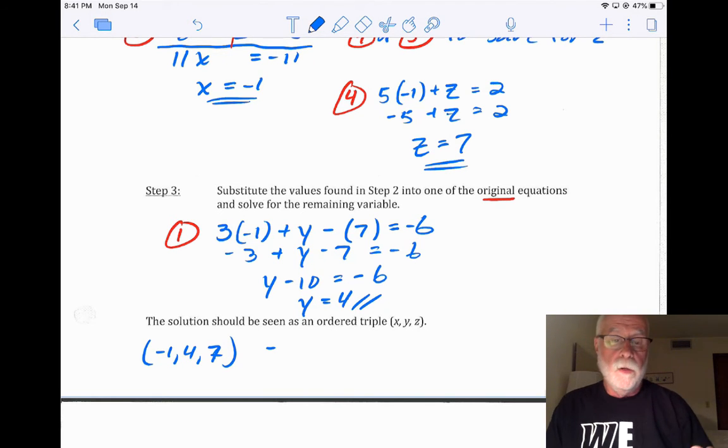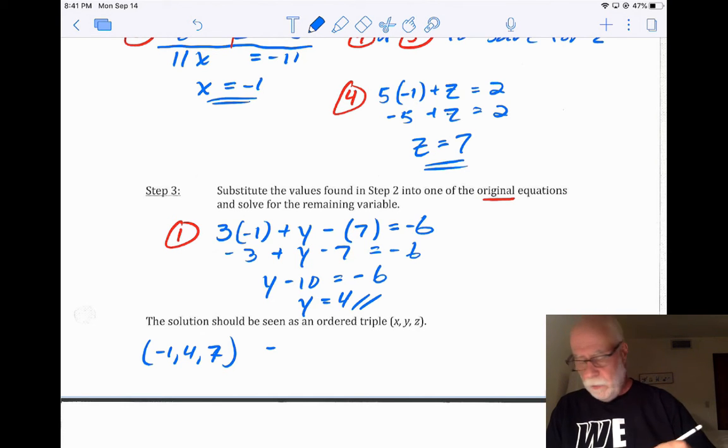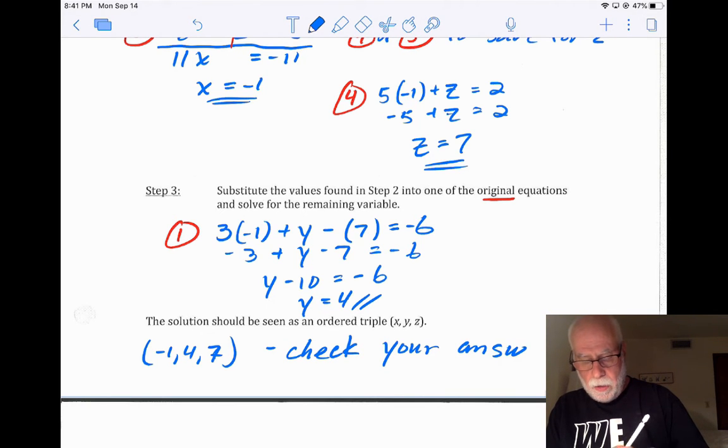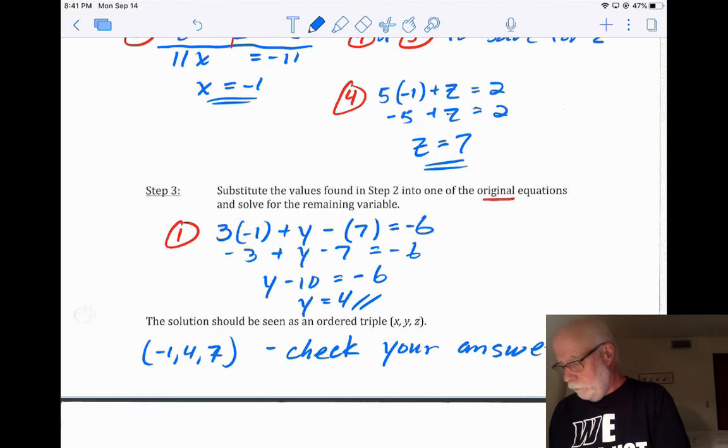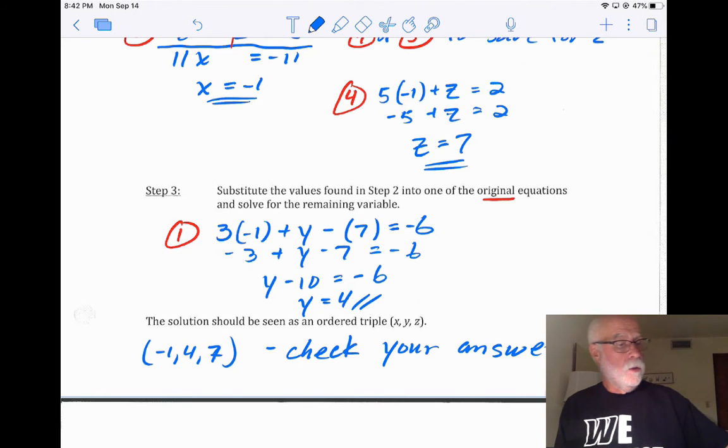Don't use the first one that I just used, because if you made your mistake, it's going to be okay on the first one. So always choose one of the other 2 originals. Again, I'm going to tell you to check your answer. As I said before, on a test you want full credit, so it would make sense to go ahead and do that.